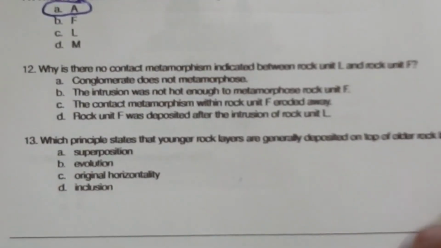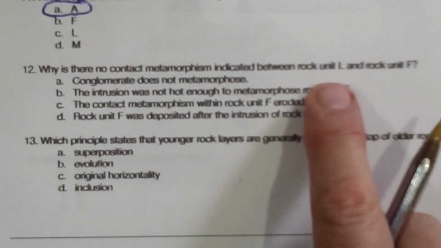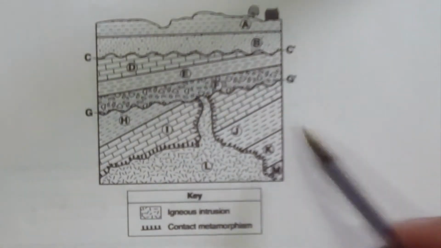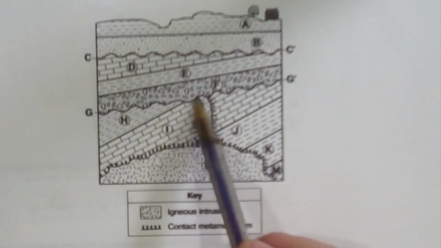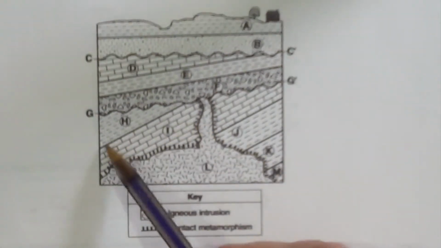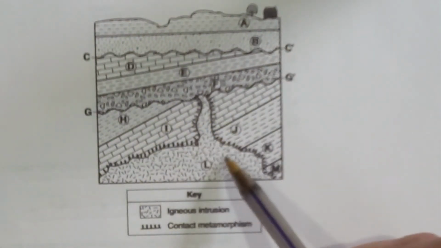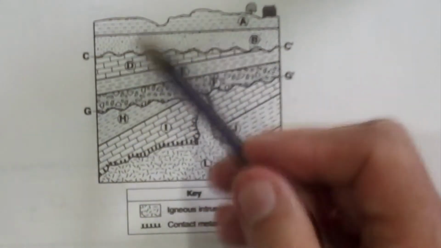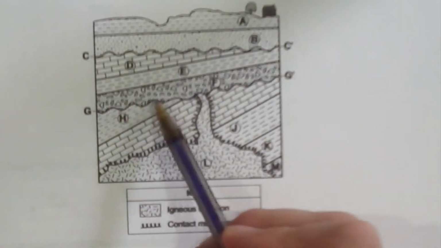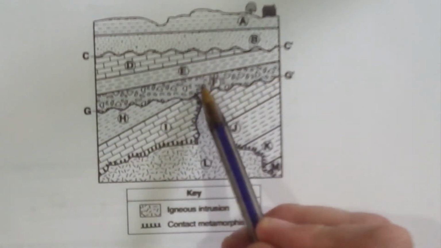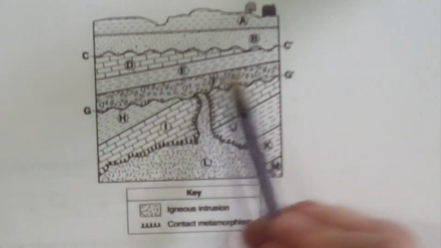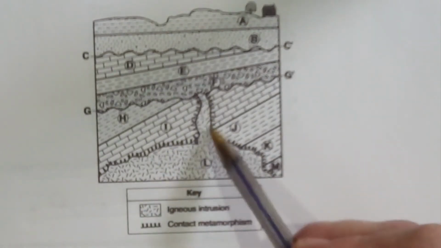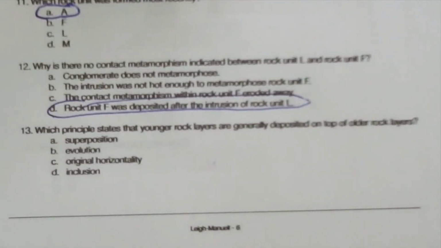Why is there no contact metamorphism indicated between rock unit L and rock unit F? So you see that there's nothing here, and that's because we have an unconformity in here, and that means after all these layers were deposited, this intrusion came through. You can see the contact metamorphism, and these layers extended higher up. There was a period of uplift, weathering and erosion, subsidence, and new deposition. So F wasn't even there when rock unit L intruded. Rock unit F was deposited after the intrusion of rock unit L.